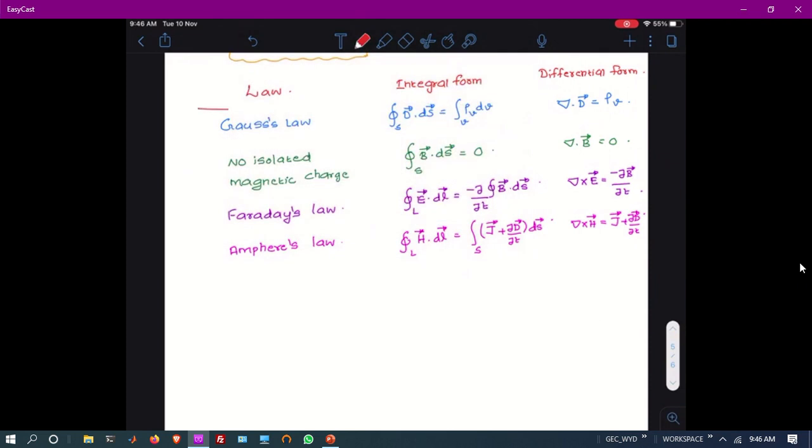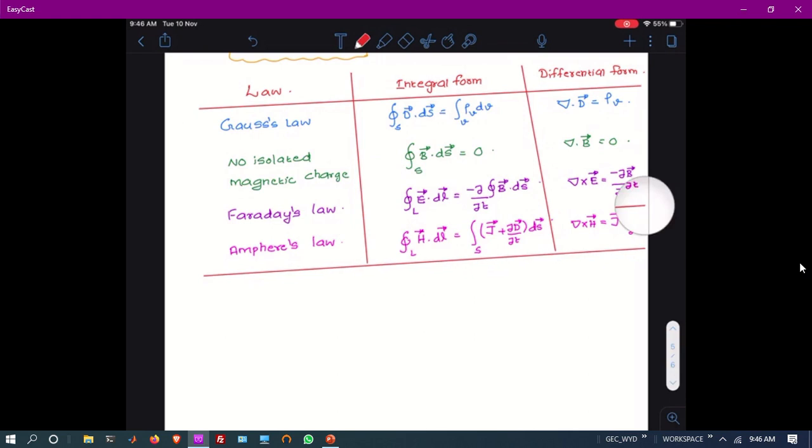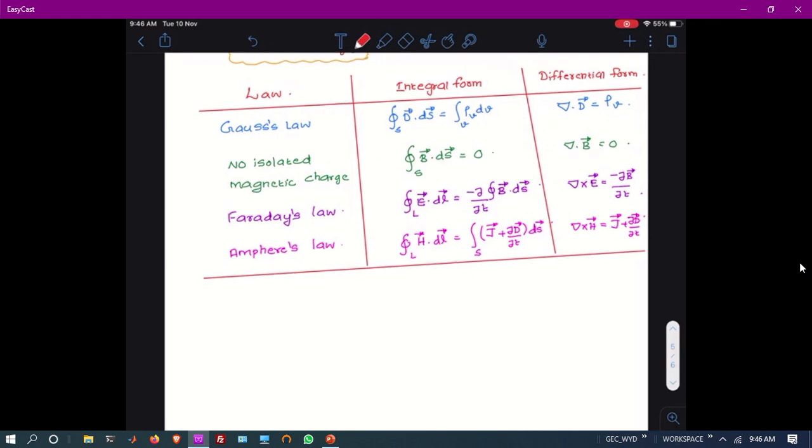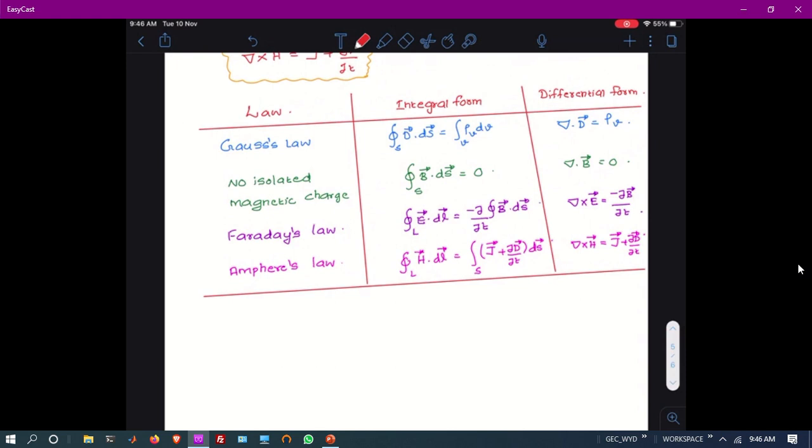Okay. So this law, I have drawn it with a slanting line, and this is called Maxwell's equations.